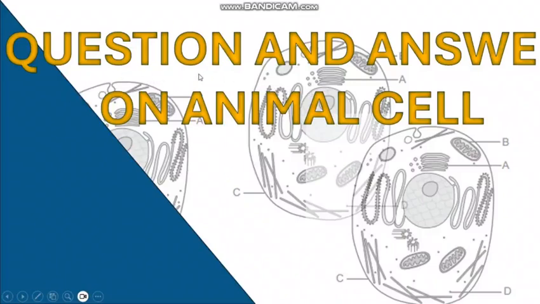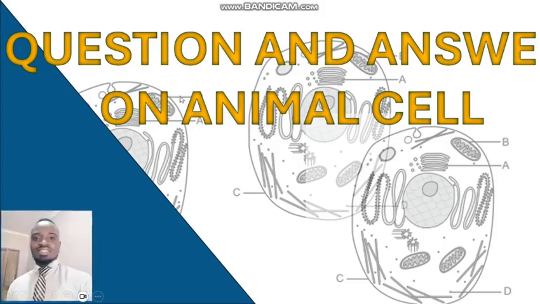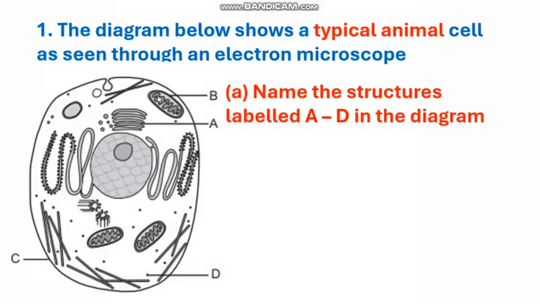So in this presentation, we are looking at how we can answer questions on an animal cell. So I am your presenter, Mr. Mlenga. So let us look at our question 1. Our question 1 reads, the diagram below shows a typical animal cell as seen through an electron microscope. So this is the typical animal cell that was seen through an electron microscope.